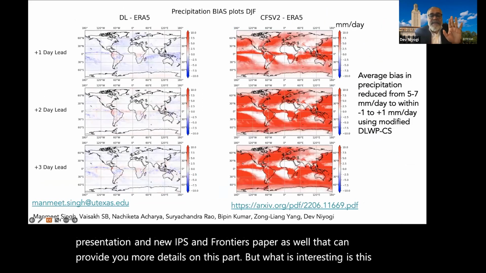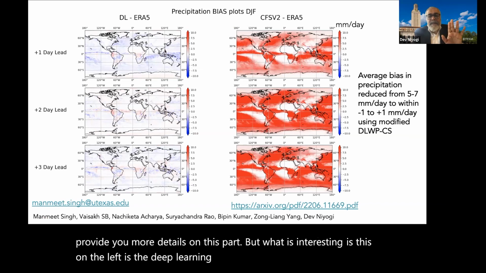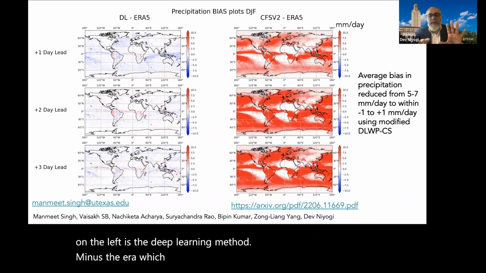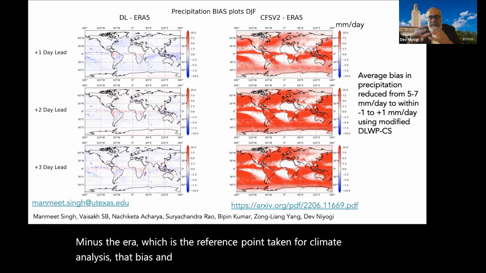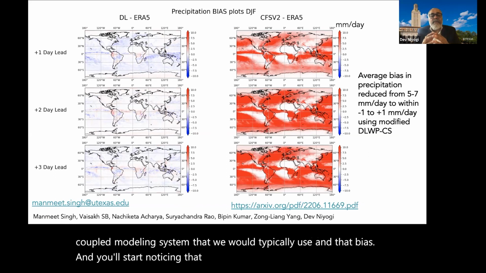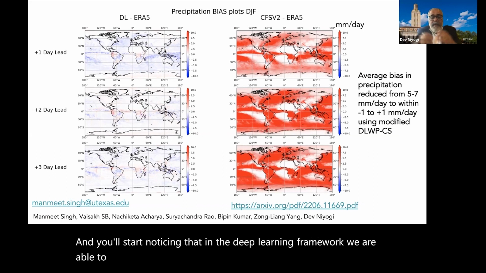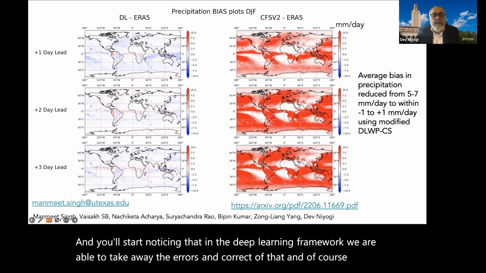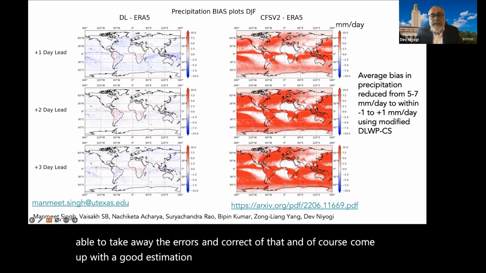On the left is the deep learning method minus the ERA, which is the reference point taken for climate analysis, that bias. And on the right side is a more sophisticated coupled modeling system that we would typically use, and that bias. You'll start noticing that in the deep learning framework, we are able to take away the errors and correct for that, and of course, come up with a good estimation of how we could generate rainfall on a global basis.